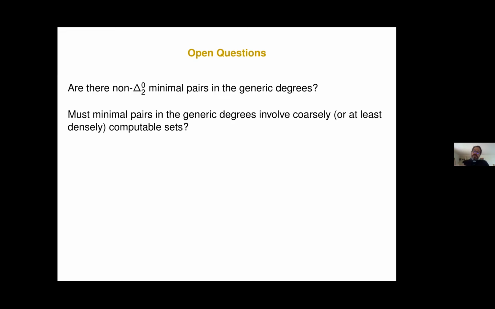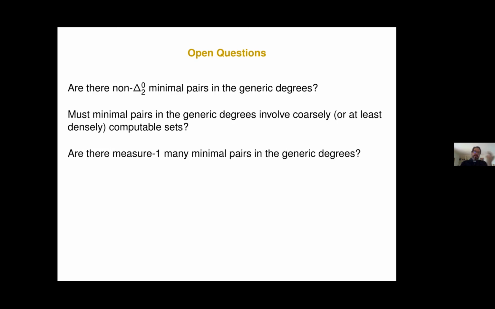On the other hand, maybe minimal pairs in generic degrees are really special. So remember, both halves of the minimal pair that we built up there are coarsely computable. So must minimal pairs in generic degrees involve coarsely or at least densely computable sets? So maybe both halves have to be coarsely computable. Maybe at least one half has to. Maybe at least one half has to be at least densely computable. And I think there may be some stuff that can be mined from the work of Igusa there, but I'm not sure.